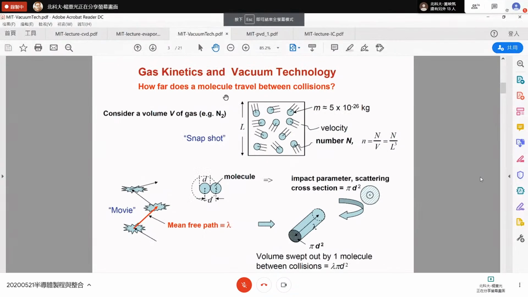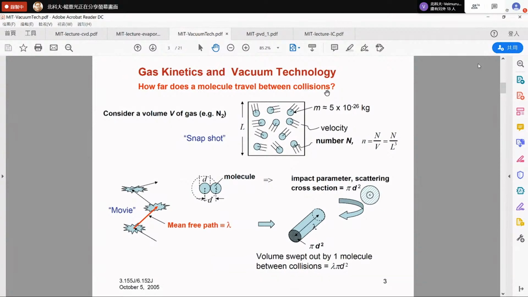The molecule can travel between collisions. Before collisions, how far does a molecule travel? So we consider a volume V, and in this case, we consider nitrogen.